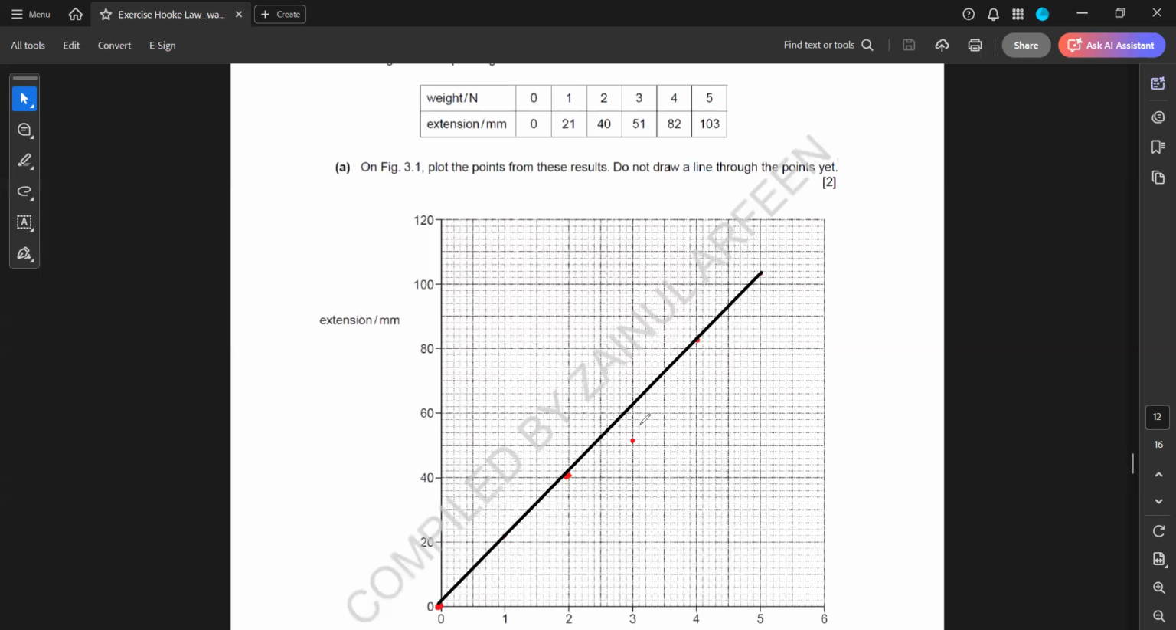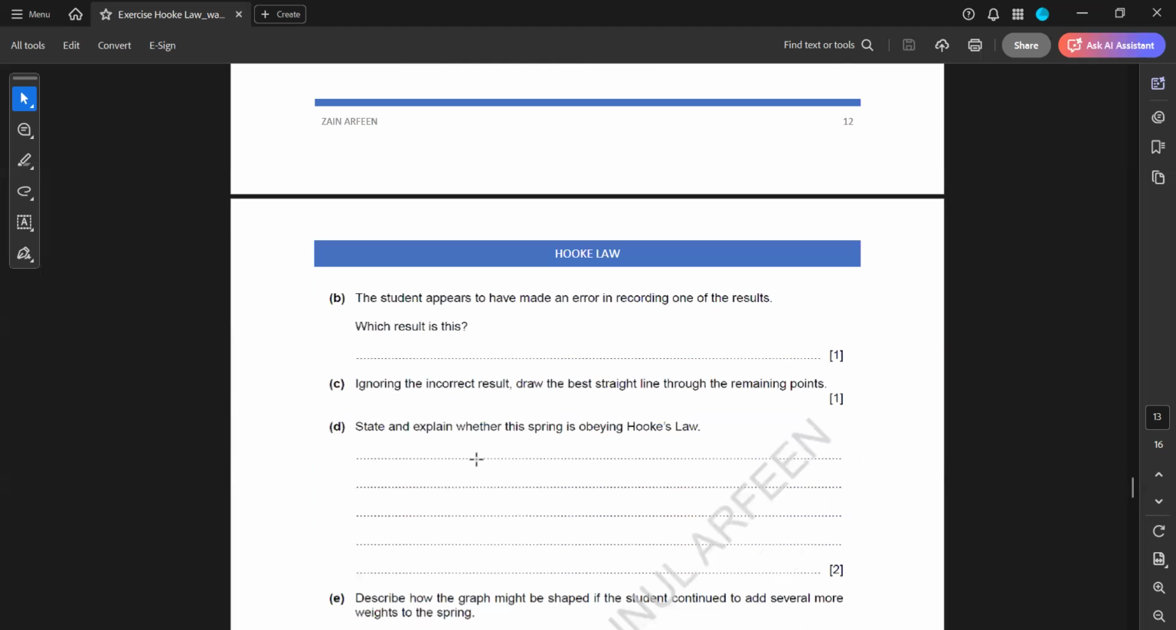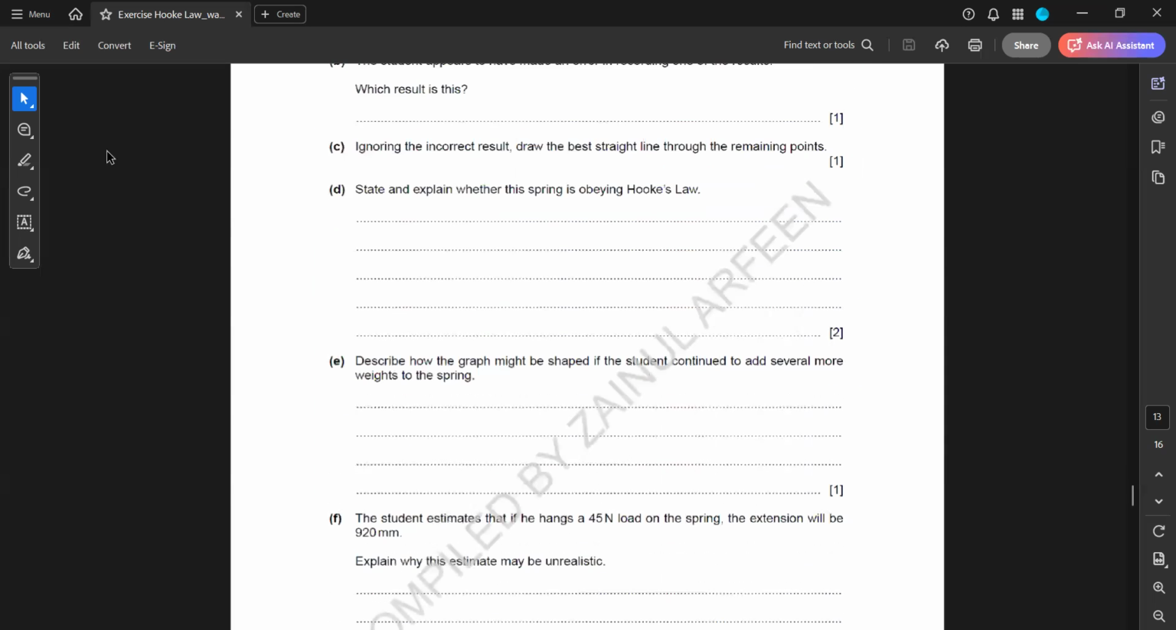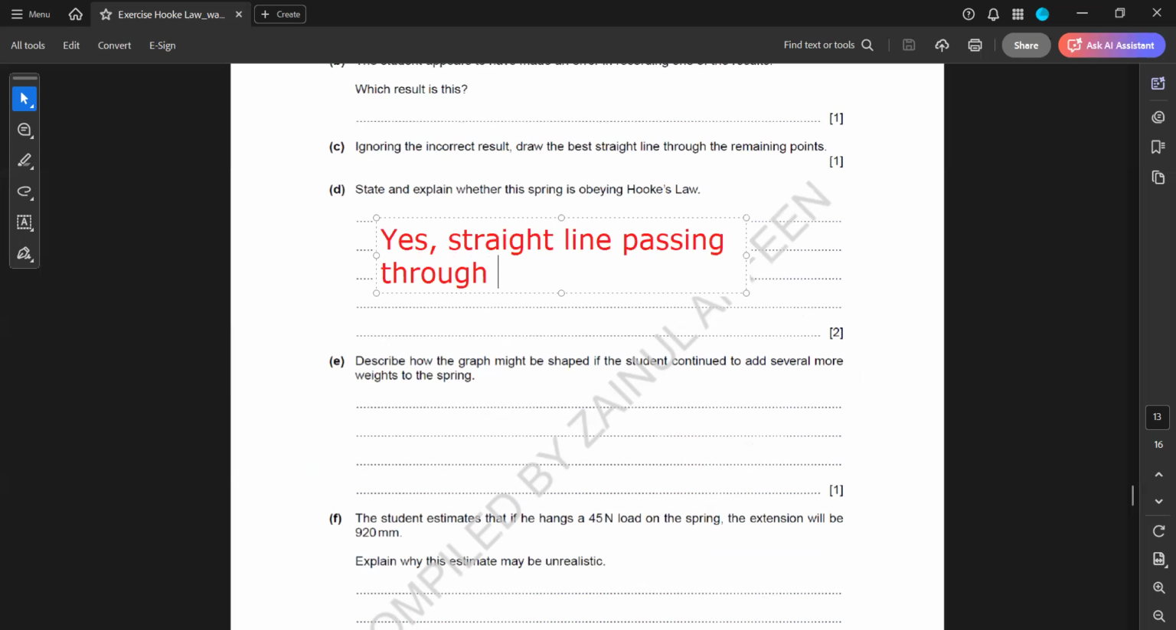So the point at 3 Newton appears to be incorrect because that does not lie on the straight line. Then state and explain whether the spring is obeying Hooke's law. What is the condition? It should be a straight line and it should pass through the origin. So state and explain whether the spring obeys Hooke's law. We'll say yes. And the reason is that it is a straight line passing through the origin.